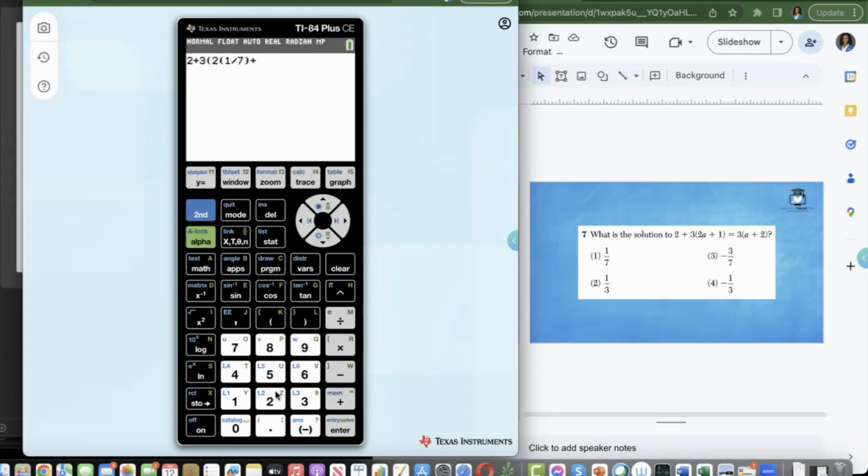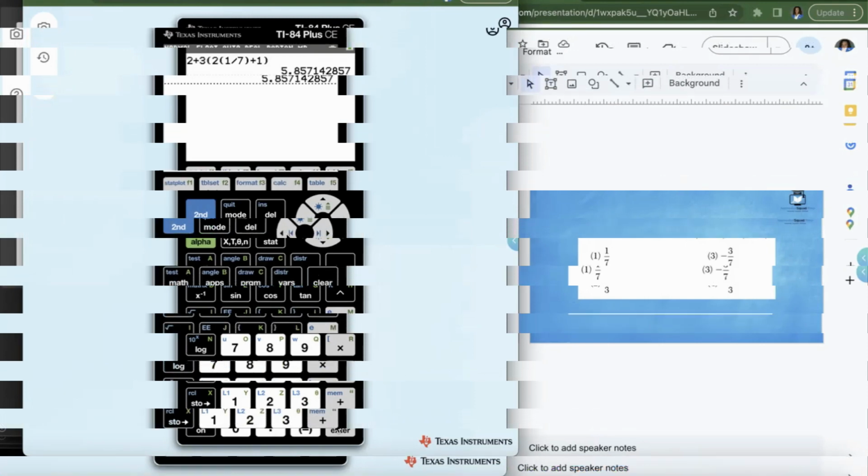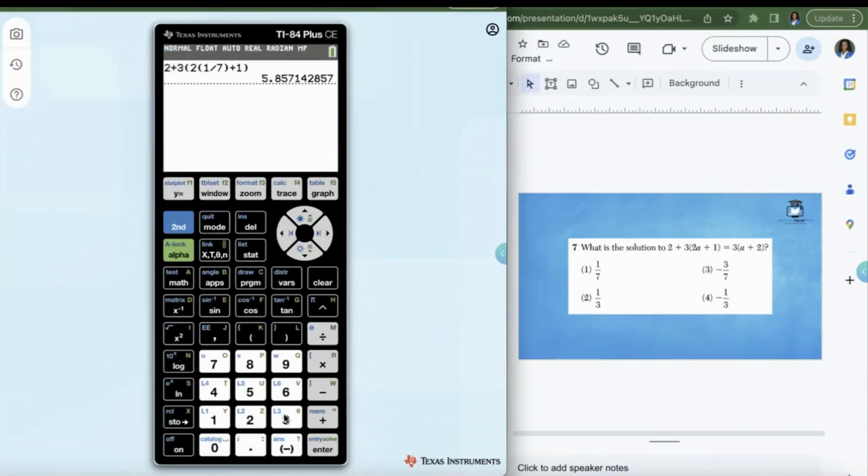And then we're going to go ahead and add 1. So let's just double check to make sure our work looks correct. 2 plus 3 times, that means open parentheses, 2 times 1/7 plus 1. We need to have a close parentheses. So what answer do we get? We have 5.85714. We're going to go ahead and test out the right-hand side.